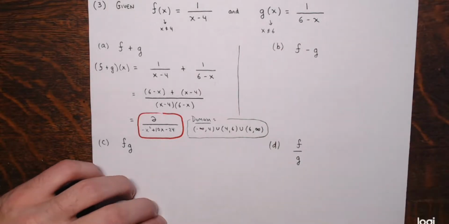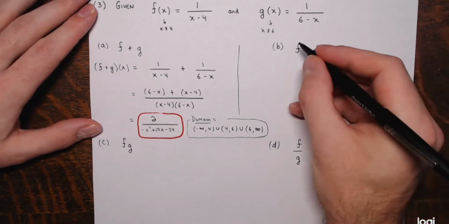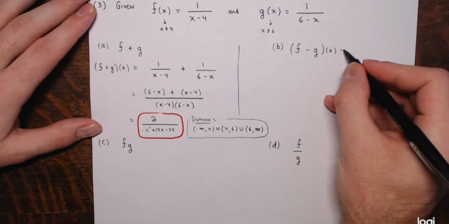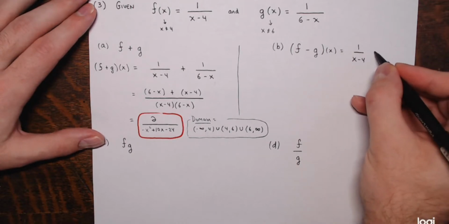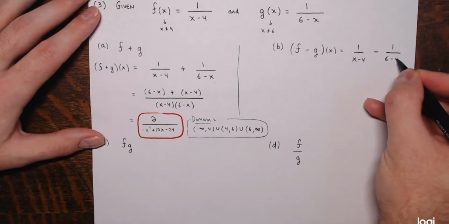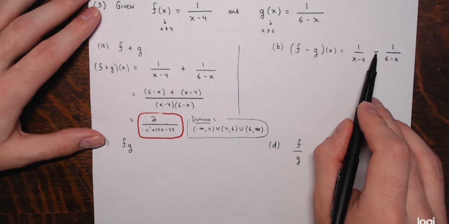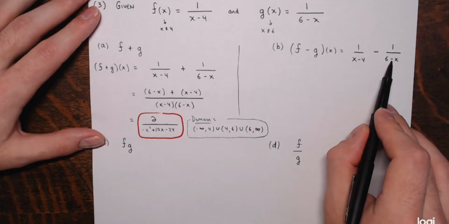Alright, then part B, f minus g, very similar. I'll just do this time. Right, f minus g of x would be f of x, 1 over x minus 4, minus g of x, right, 1 over 6 minus x. And if you'd like, you can multiply. Now you can't multiply the numerator and denominator by this negative here, just one or the other. I'm going to do this just because I like having a positive lead coefficient instead of a negative one.